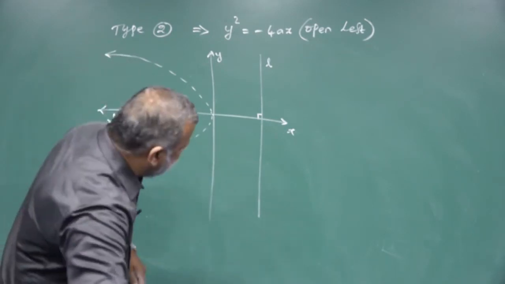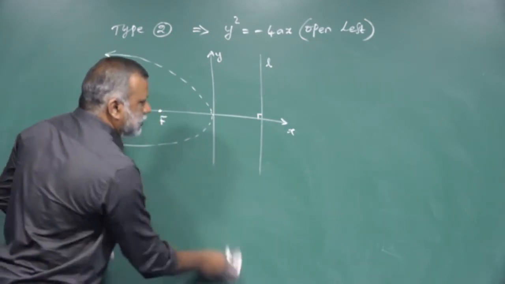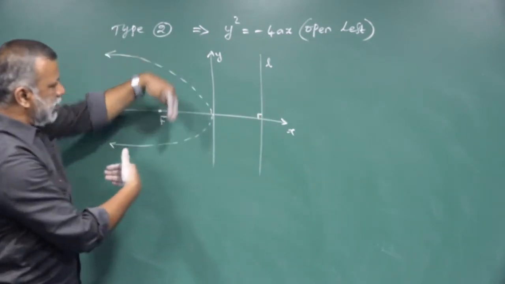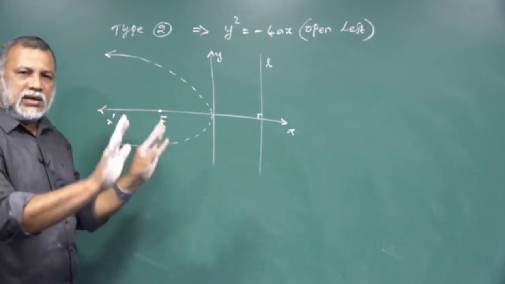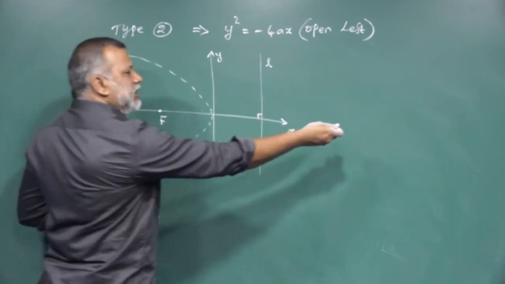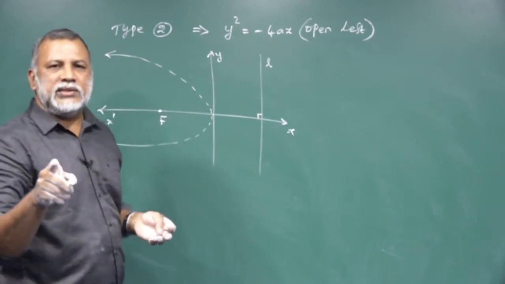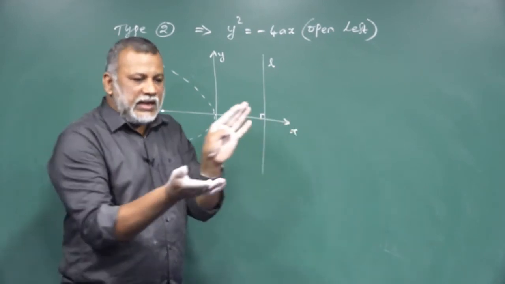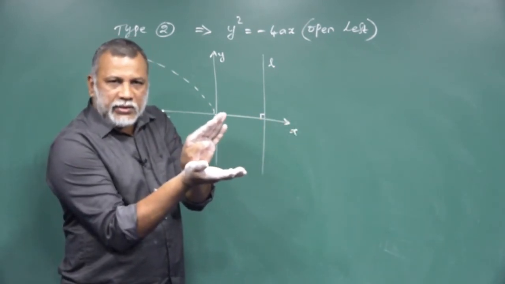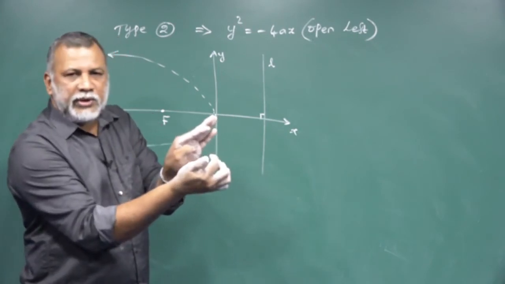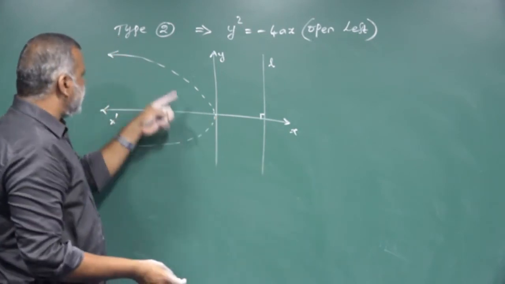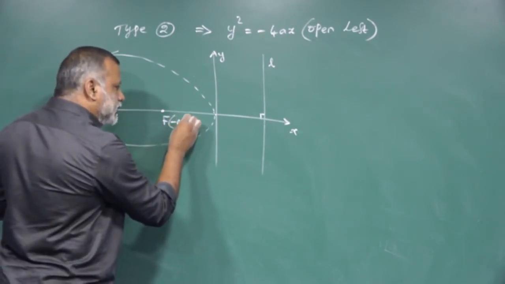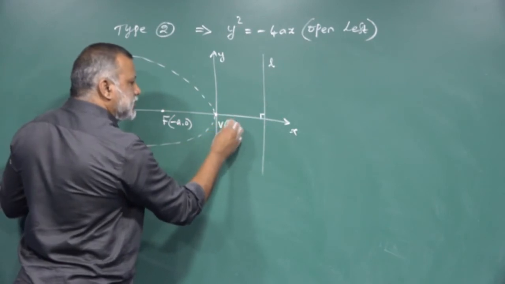The same as type number 1, see here. Type number 1 is open in the right side. Type number 2 is open in the left side. All others are the same logic only. Initially, for type number 1, we are fixing the focus, focus a comma 0. That means the focus always lies in between this curve's opening. Here, the focus lies between the opening. The value is minus a comma 0. This is the vertex 0 comma 0.